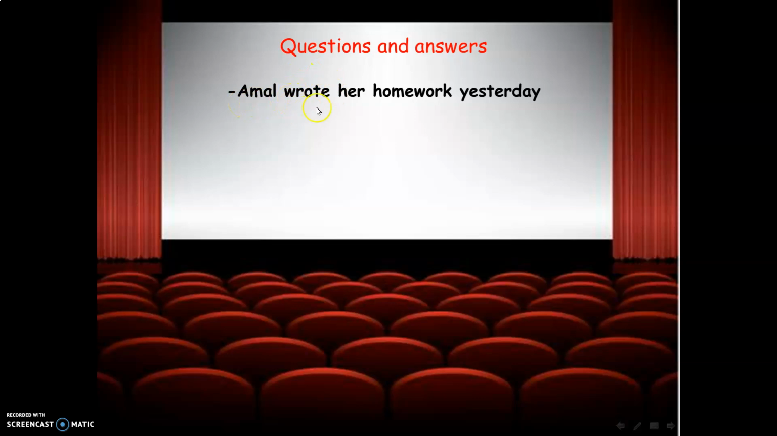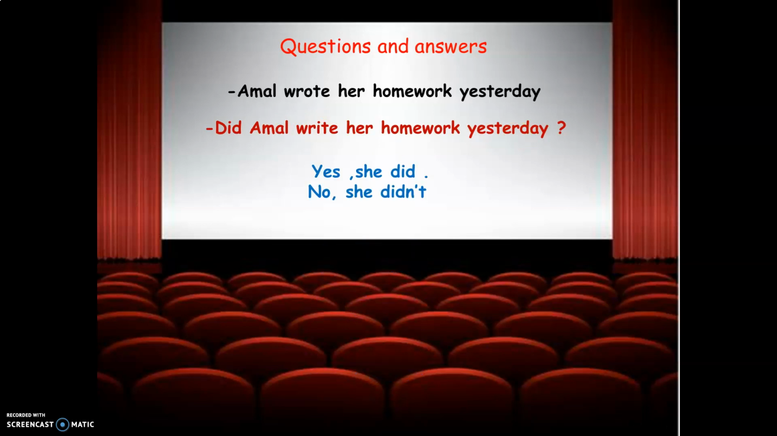So change the verb into the present. Here we have wrote. The present is write. Her homework yesterday. So we will say did. We have to start with did. After that, what is the subject? The subject is Amal, the doer. Did Amal. The present of the verb wrote is write. I return to the base form. Okay? Did Amal write her homework yesterday? Yes, she did, or no, she didn't.